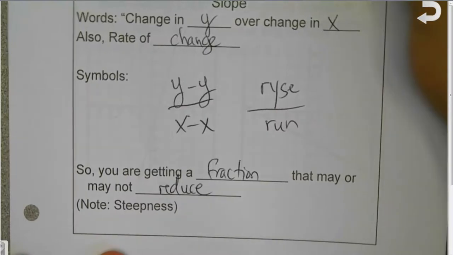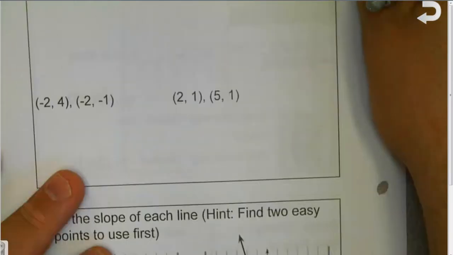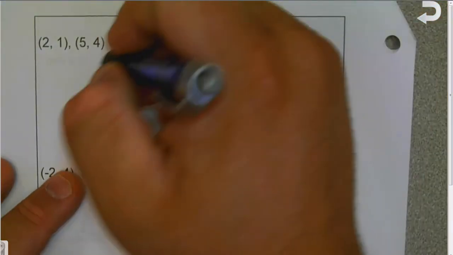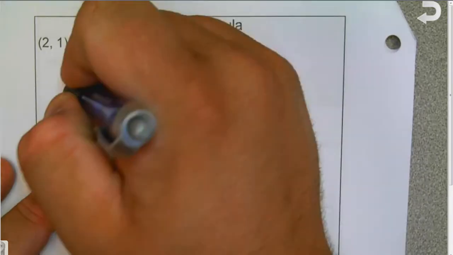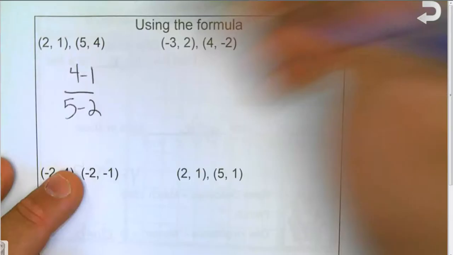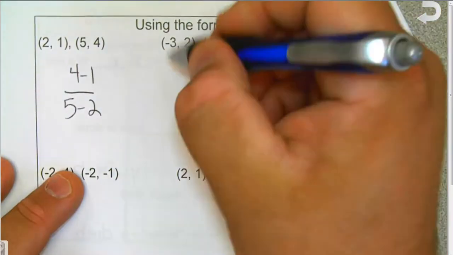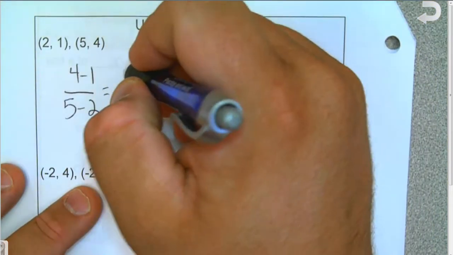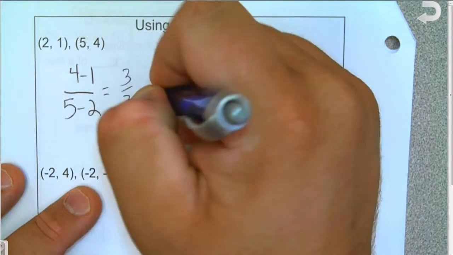So let's practice using the formula real quick. And this should be a review. If I'm going to do the slope for this one, I'm going to do 4 minus 1 over 5 minus 2. I get 3 over 3, and that's equal to 1.